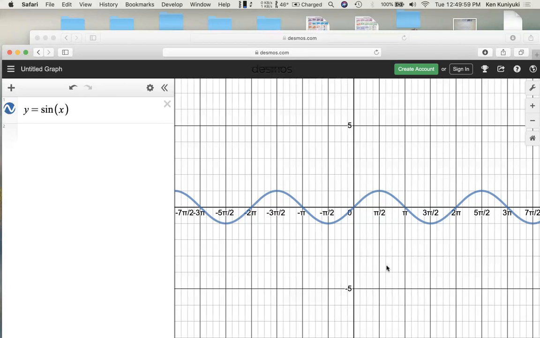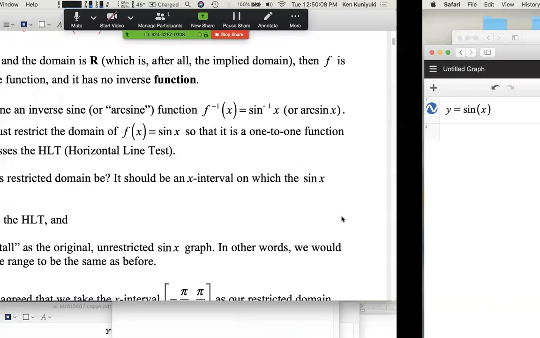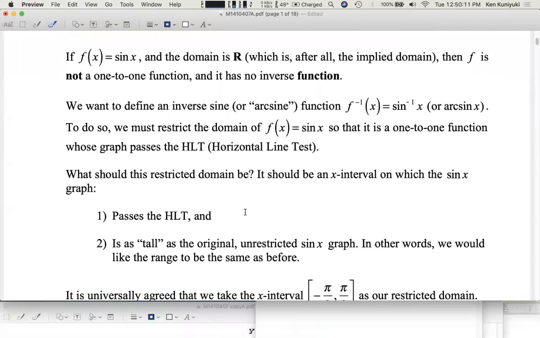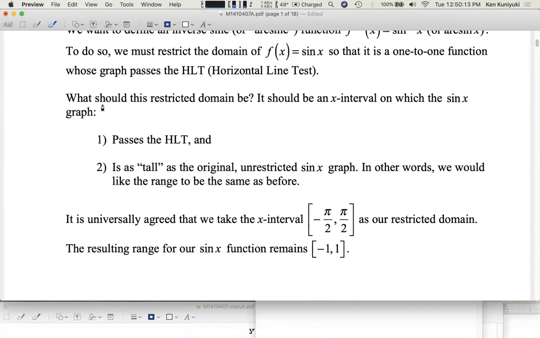So what we need to do is restrict this sine wave. We need to restrict the domain of sine of x in such a way that we follow two conditions. What should this restricted domain be? It should be an x interval on which the sine graph, first of all, passes the HLT, the horizontal line test. That means we can take an inverse. That's an inverse function.